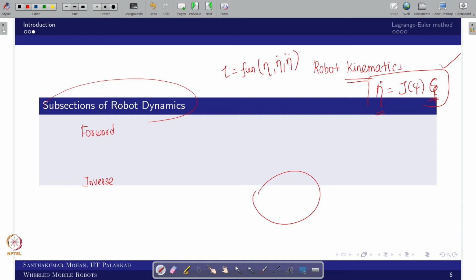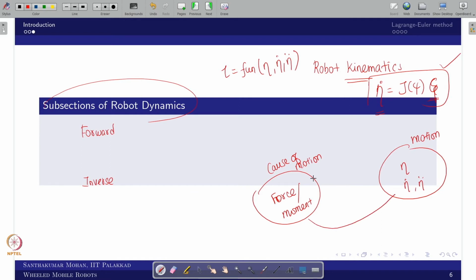So you have two spaces. One is your force and moment, which I call, in general, the cause of motion. So these are the causes. The other side is the motion variable, in the sense eta, eta dot and eta double dot, meaning position, displacement, velocity and accelerations. So now we are trying to map these two.